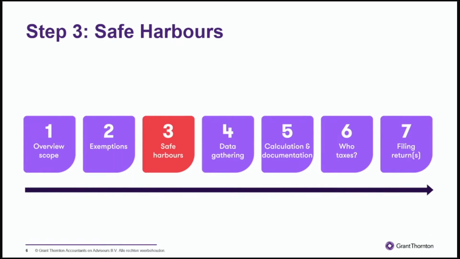Okay, great, thanks. So if I understand you correctly, basically steps 1 and 2 could be done in a rather high-level analysis with simple data. But how about step 3, the safe harbors? Is that the same? No, definitely not. This is more and more complex, because if we are talking about the safe harbors, there are 3 safe harbors. The first is the de minimis test. The second one is the simplified ETR. And the last one is a routine test.